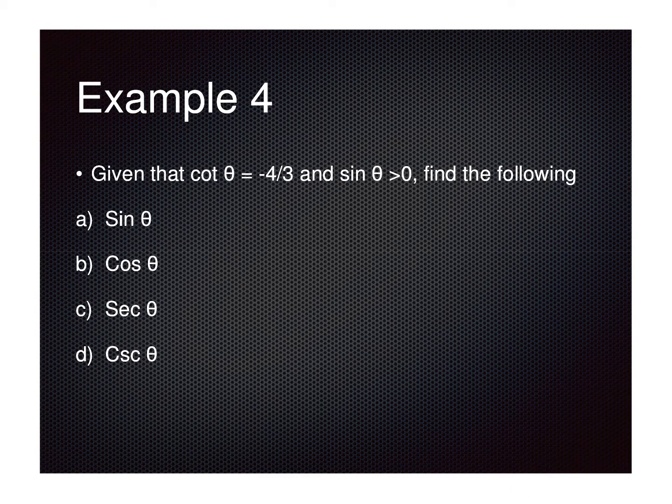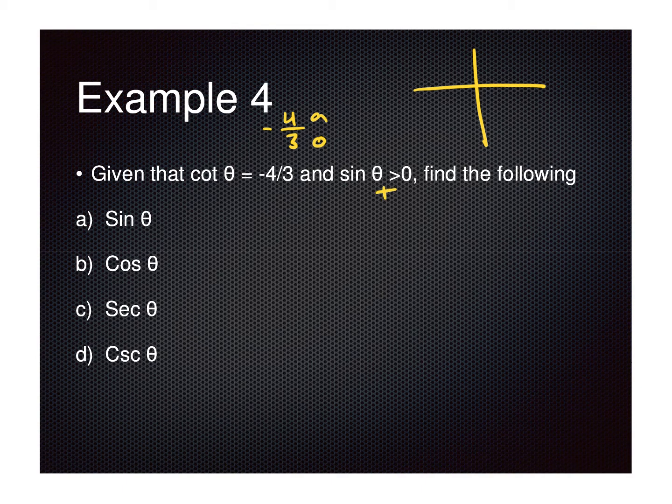Example 4 says, given that cotangent of theta is negative 4/3 and sine is greater than 0, find the following. So we need to figure out what quadrant we're in to find what our R is. Because cotangent's what over what? Adjacent over opposite. So if we have negative 4/3, this is adjacent and this is opposite. But we don't know which one's negative, our adjacent or our opposite, because that negative is just being applied to the whole thing. So cotangent is negative. Sine we know is going to be positive.